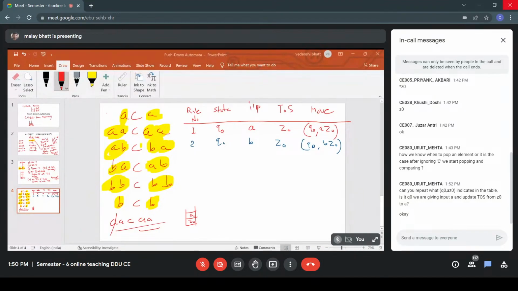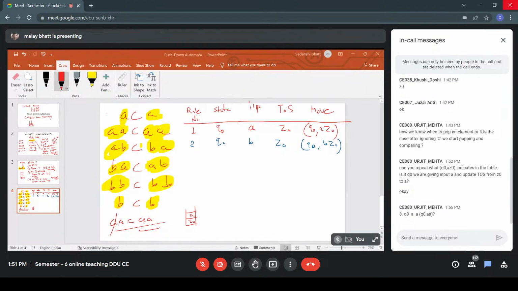clear? Rule 1 is not applicable, because rule 1 is applicable when the top of the stack is Z0. So now for the second A, we have to write a rule such that we do the push operation. Input is A, definitely. Top of the stack is also A at that time, right? So we can write like this: Q0, input is A, top of the stack is also A.